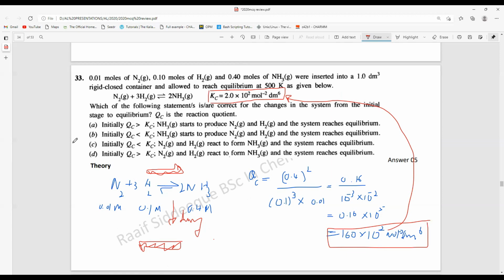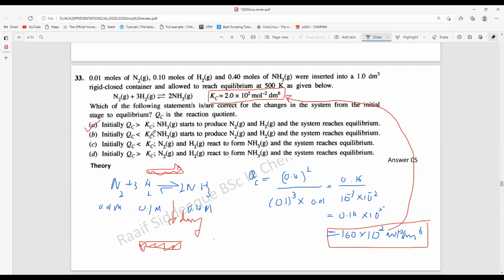Okay, now let's go through these statements. Initially, QC is larger than KC. So you see here, QC is larger than KC, and ammonia starts to produce N2 and H2 gas, and the system reaches equilibrium. QC is large, and during the equilibration the equilibrium is shifted toward the left-hand side. It gives more nitrogen and hydrogen from ammonia. So this statement is correct.